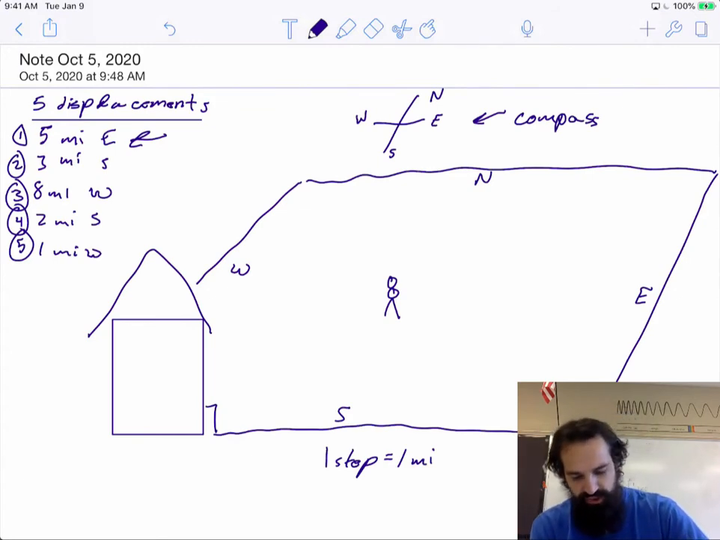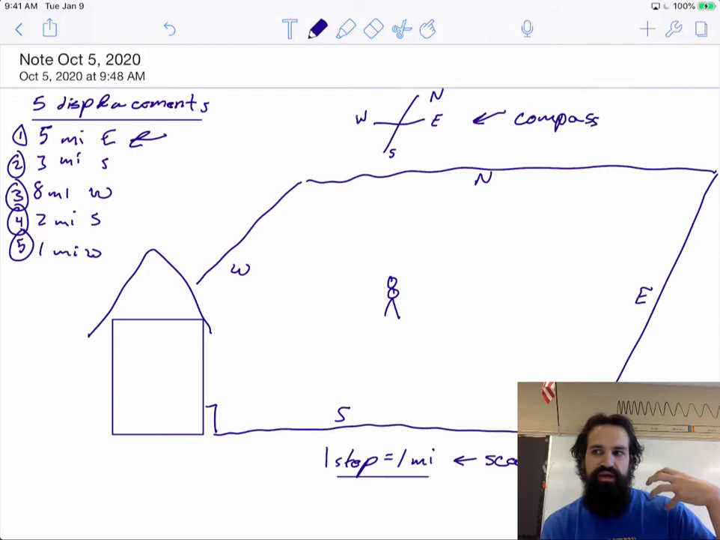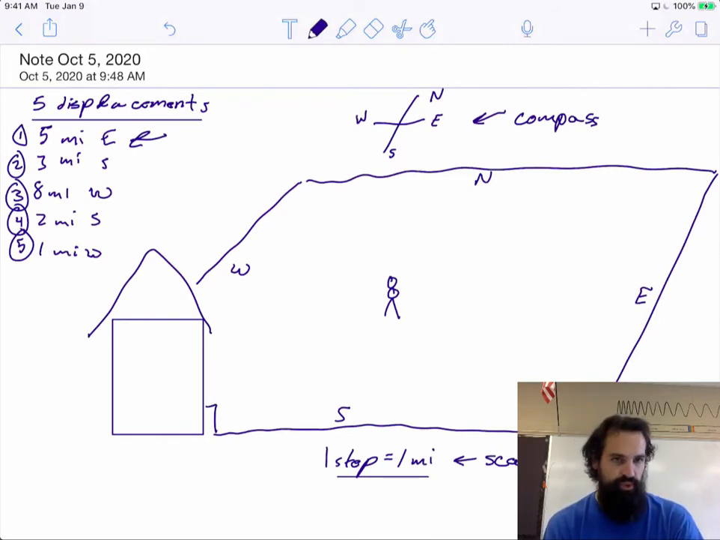So the second thing you need to have is a scale. And that's what I have down on the bottom. For my scale, I'm going to choose one step as 1 mile. The bigger your scale, the more accurate you will be in the end. So you could choose 1 inch equals 1 mile, but if you're off by a little bit, it's going to make a huge impact on your error. If you choose 5 steps equals 1 mile, yeah, you're going to be walking longer, but if you're off by a little bit, it'll have a very, very small impact on how accurate your final answer will be. So the goal is to choose the biggest scale that you can reasonably do.